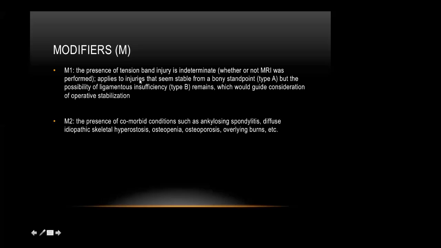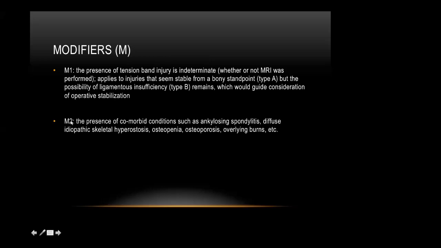M1 means that the PLC, which is the tension band or the posterior ligament complex, cannot be assessed even if you have an MRI, but the bony fracture is stable. So the bone has a fracture, it looks stable, but you cannot assess the tension band, even if you've done an MRI. But these modifiers were developed a few years back, and with new sequences coming up in MRI it's hardly a problem. If you're a good radiologist, you will be able to identify if there's any injury to the tension band or not.